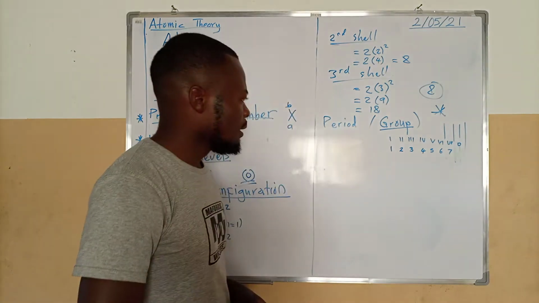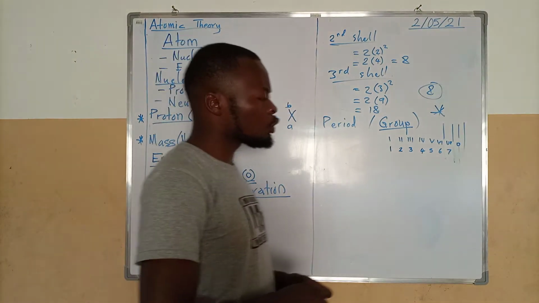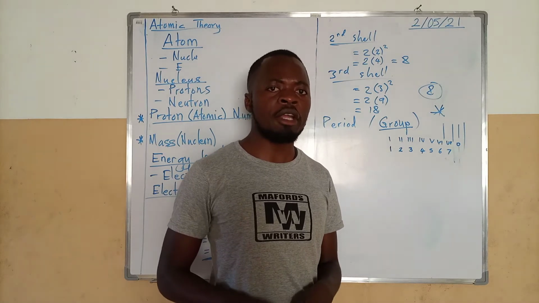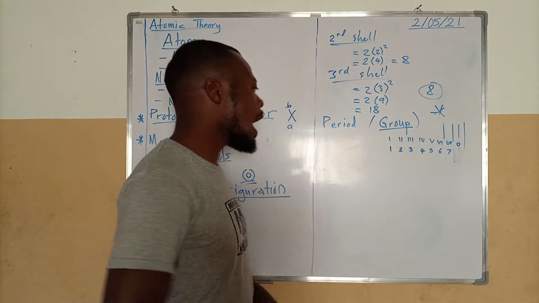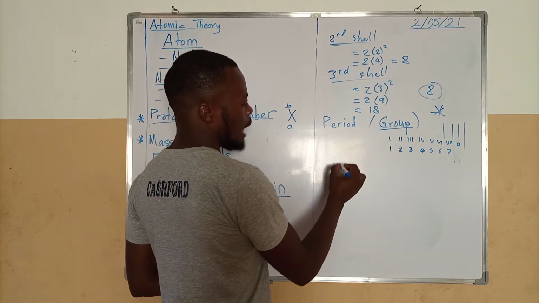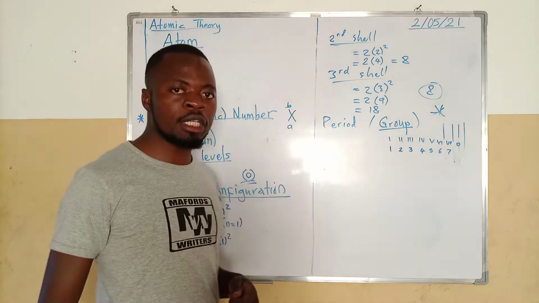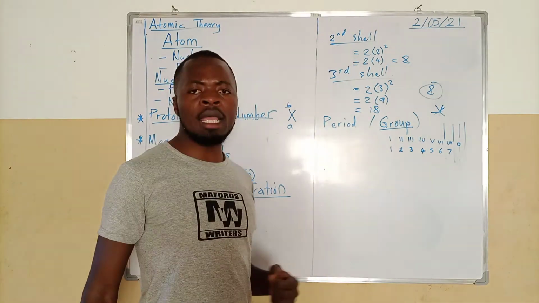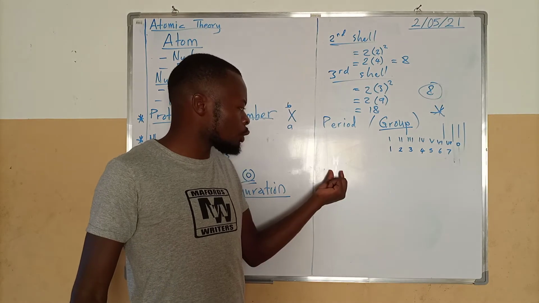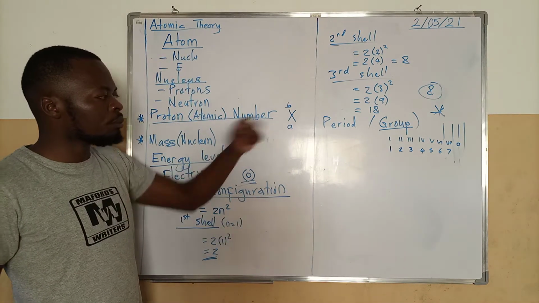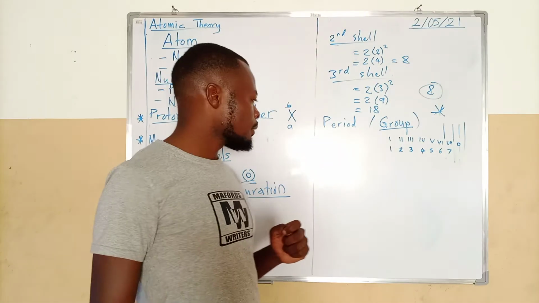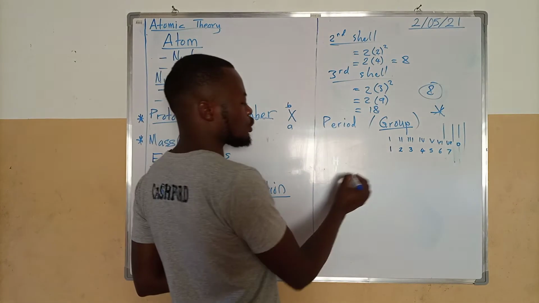Okay, now let's try to come up with the electronic configuration of hydrogen. Hydrogen is the first element on the periodic table. If you are looking up elements on the periodic table, you look at the proton number, which is the figure below the chemical symbol. So hydrogen is in period 1, so it will have 1 dash.